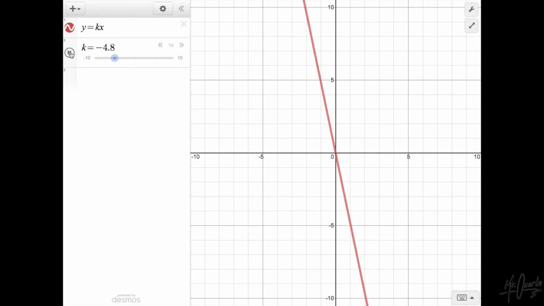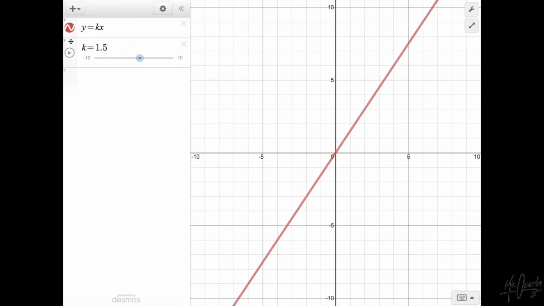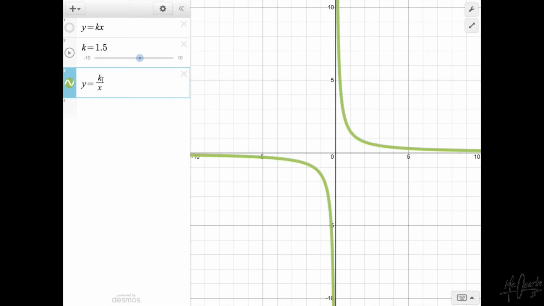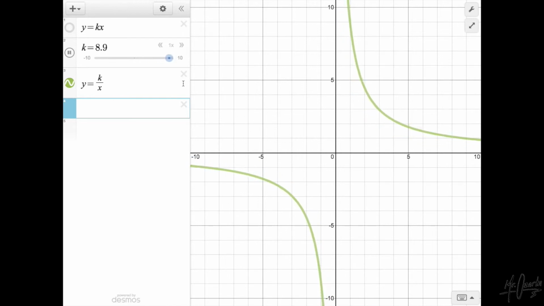Now we're going to compare it to y equals k over x, which is the inverse variation. I'm going to turn this one off for now and add another one that says y equals k divided by x, and you end up with a graph like this. I can do the same thing with the k, where if I change this value, as you can see, it looks dramatically different.